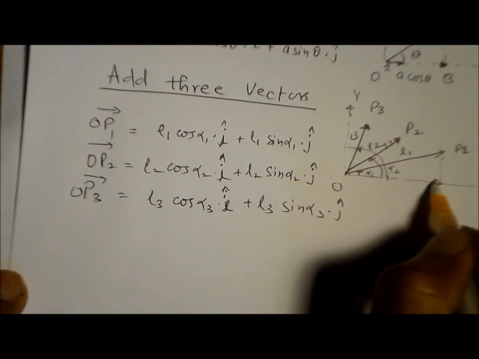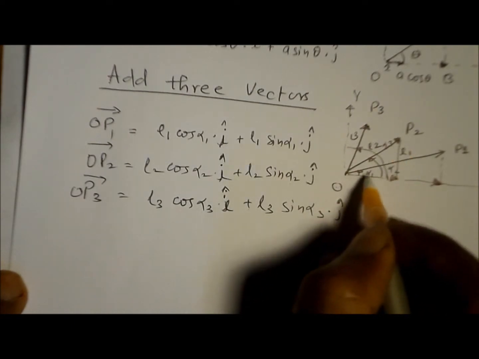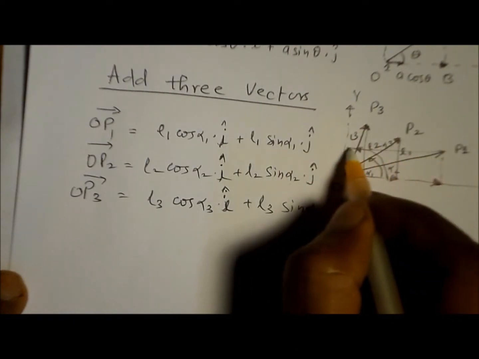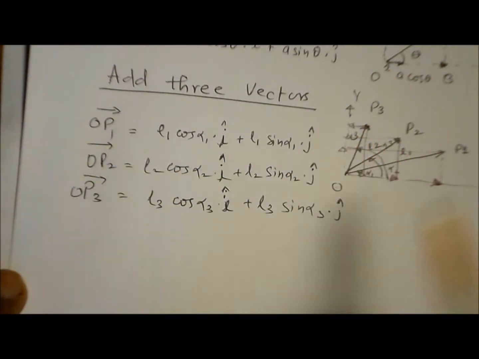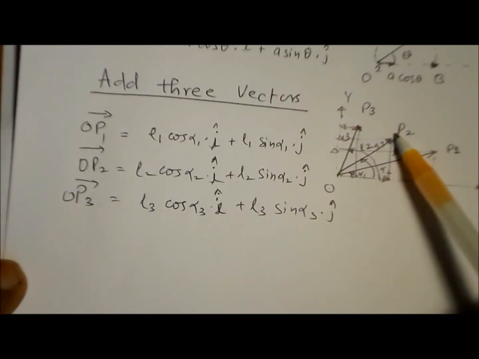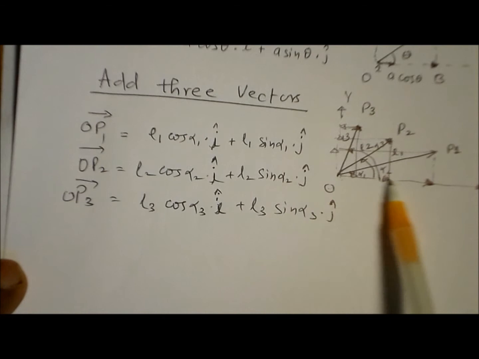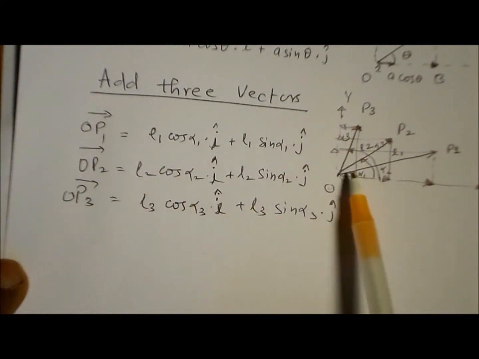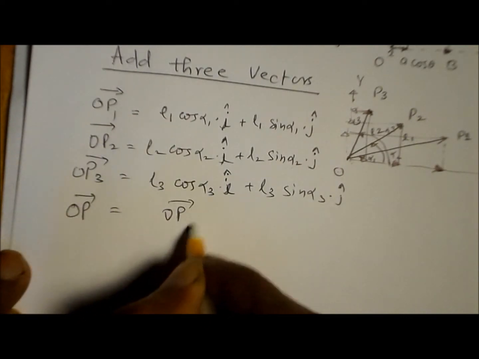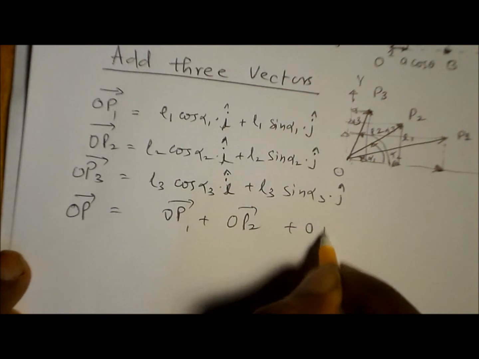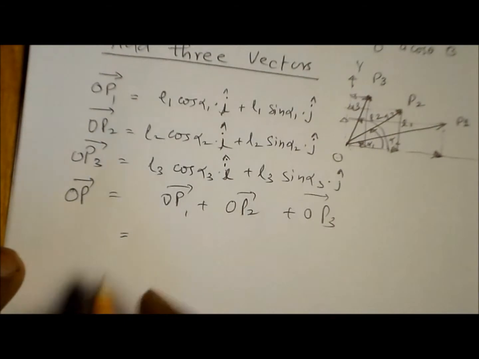Now we have a set of three vectors along the x-axis direction, and we have a set of three vectors along the y-axis direction. Adding these three vectors is the same as adding these six vectors: three vectors along the x-axis direction and three vectors along the y-axis direction. So the sum OP vector, equal to OP1 vector plus OP2 vector plus OP3 vector, is the same as the sum of these three vectors and the sum of these three vectors.